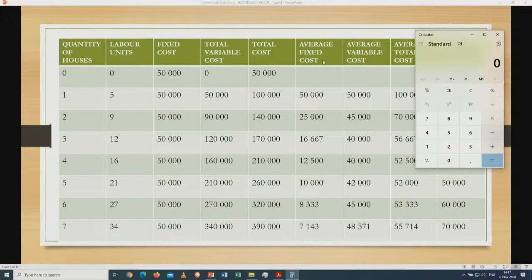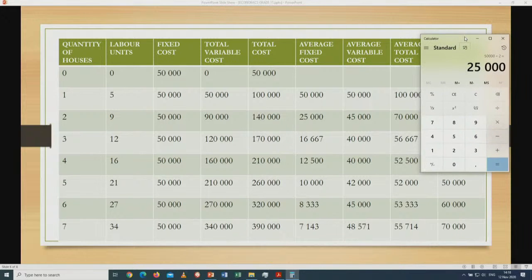So what are we looking at here? We are looking at the average fixed cost. When we look at the average fixed cost, we take the fixed cost, we divide it by the number of units, and that is the 50,000. We must divide it by the number of houses that are there, which is 2. Then it gives us the 25,000.